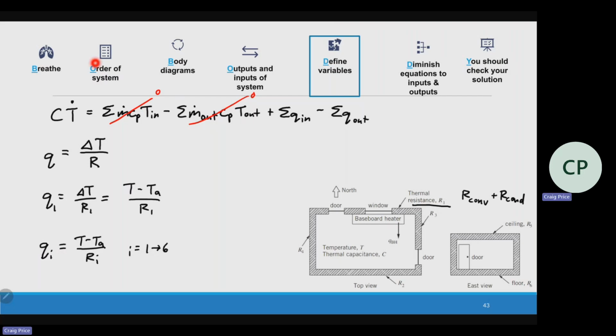I've got 6 different resistances. They all have the same equations. So we'll be able to combine them at the final part. So I'm going to take this starting equation. We're going to put in our Qin, which is just the baseboard heater heat. We've got our different outputs, 6 different outputs. And then from there, we should get one first order equation. Questions?